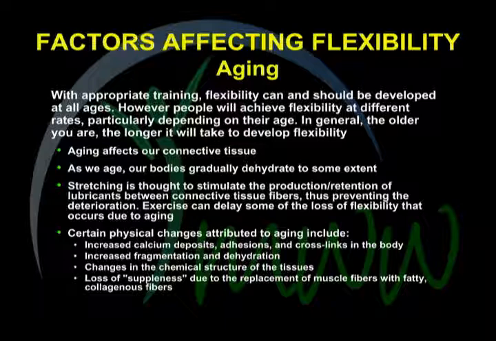Stretching is thought to stimulate the production and retention of lubricants between connective tissue fibers, thus preventing the deterioration. Therefore, exercise can delay some of the loss of flexibility that occurs due to aging. Certain physical changes attributed to aging include increased calcium deposits, adhesions, and crosslinks in the body, increased fragmentation and dehydration, changes in the chemical structure of the tissues, loss of suppleness due to the replacement of muscle fibers with fatty collagenous fibers.